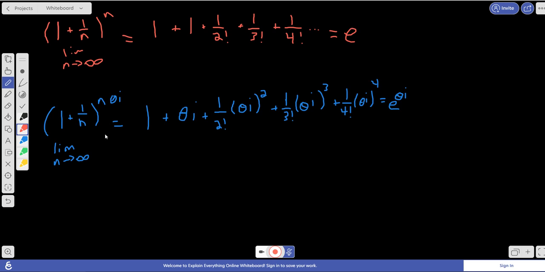Now in the blue here, we have the result of expanding this binomial, 1 plus 1 over n to the n times theta times I. So it's a little bit of a different power here. This is actually the same as raising E to the theta times I. And this is what it looks like in binomial form right here.